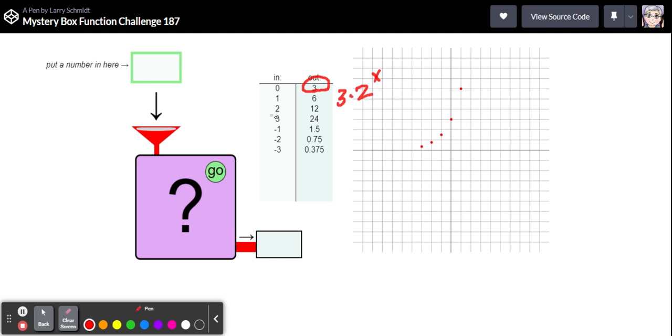So if we put in a 2, 2 to the second power would be 4, times 3 would be 12. Aha. 2 to the third power would be 8. 8 times 3 is 24. So that does seem to check out.